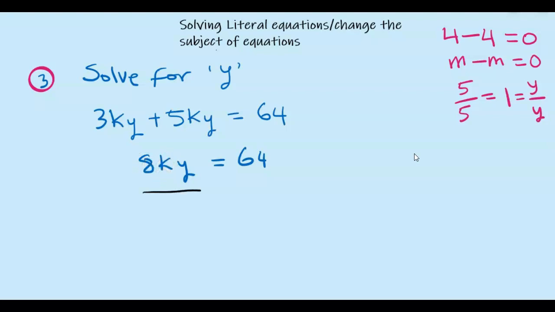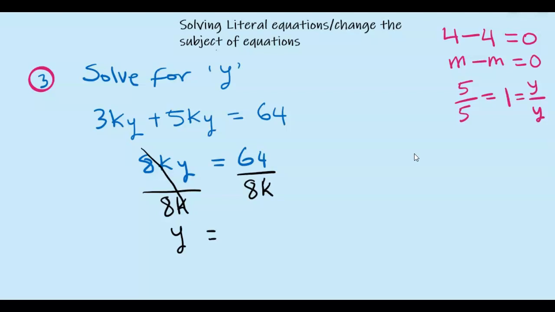So we will divide here by 8k, and we have to repeat the same thing here. Now 8k divided by 8k is like y divided by y, or 5 divided by 5. It gives us 1, so they turn into 1, leaving 1y, which we write as y. And here we realize that 64 is divisible by 8. 64 divided by 8 is 8.